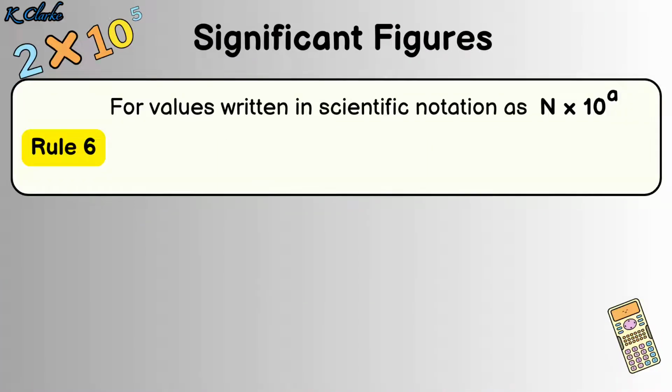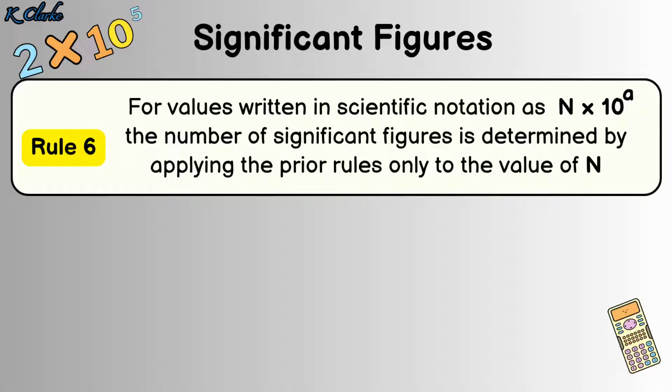Rule 6. For values written in scientific notation as n times 10 to the power of a, the number of significant figures is determined by applying the previous rules only to the value of n.